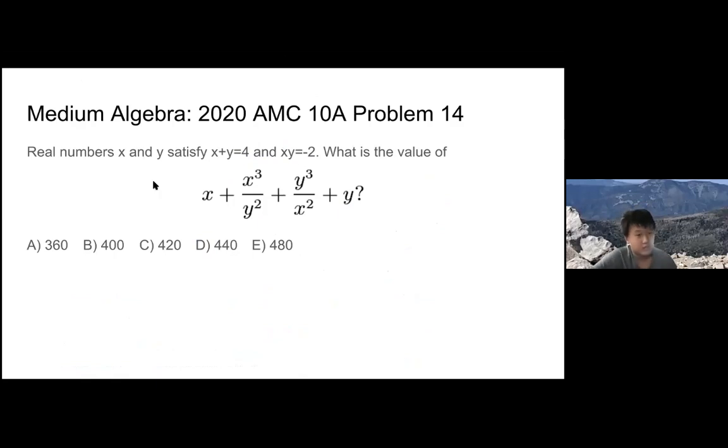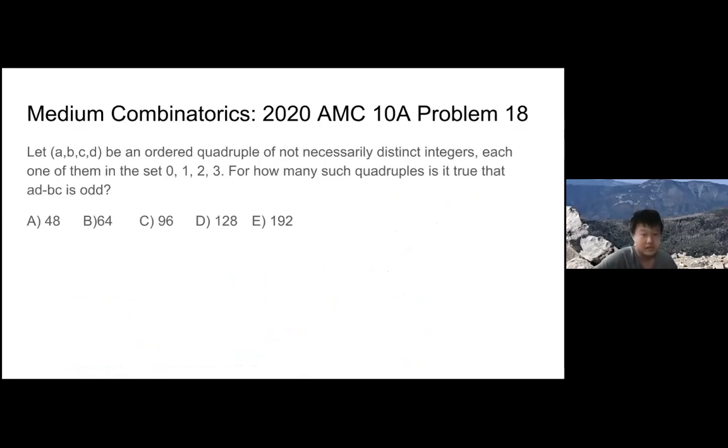Anyways, moving on, medium combinatorics. Let A, B, C, D be an ordered quadruple of not necessarily distinct integers, each of them in the set 0, 1, 2, 3. For how many of these quadruples is AD minus BC odd? Anyone have any ideas for this one?